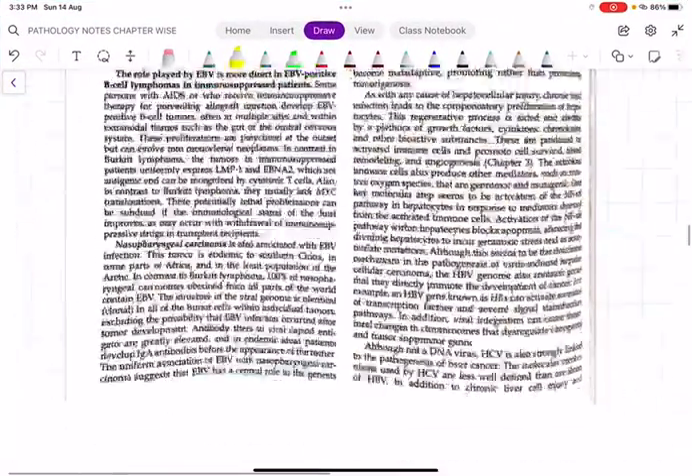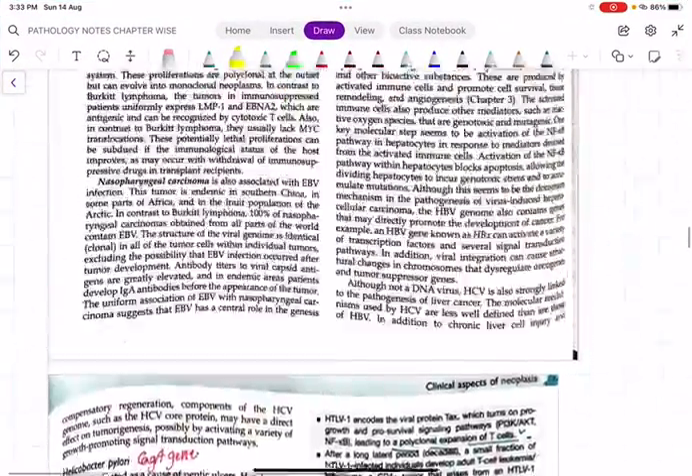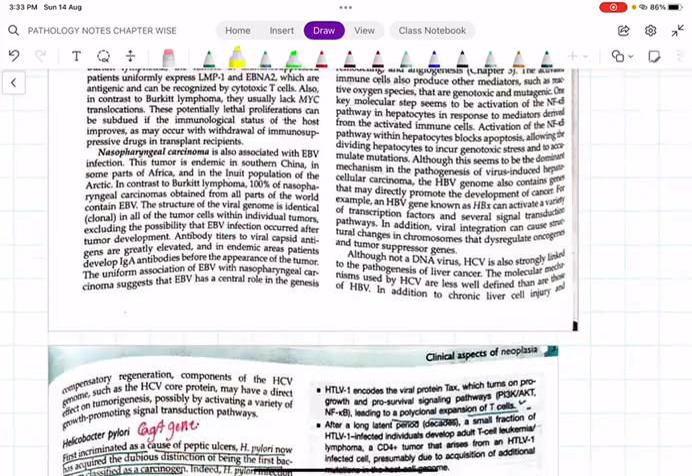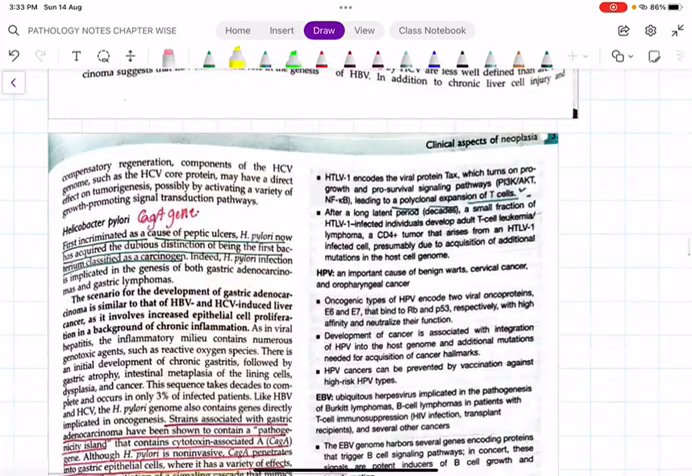hepatitis B and C virus. Hepatitis B and C virus, that's not that much. Just remember, hepatitis C virus has been found to cause hepatocellular carcinoma in the last 4 decades.